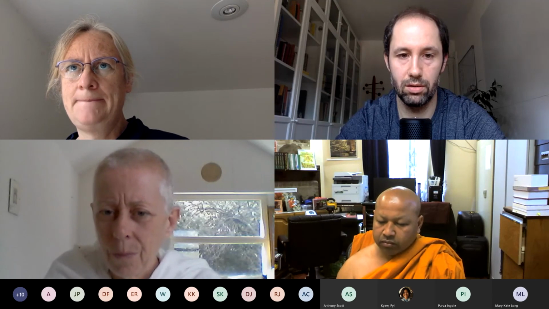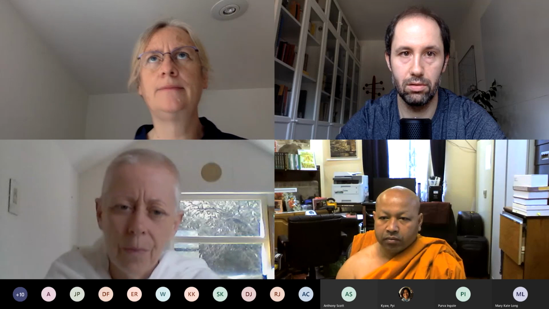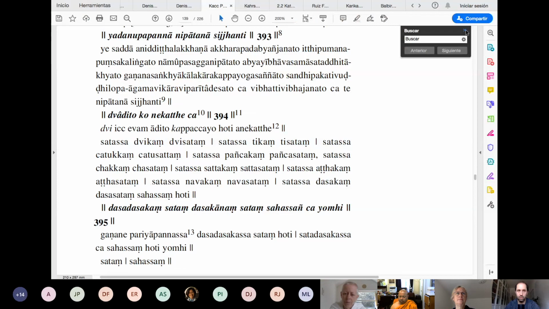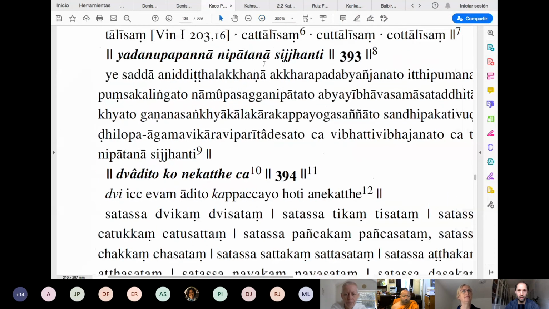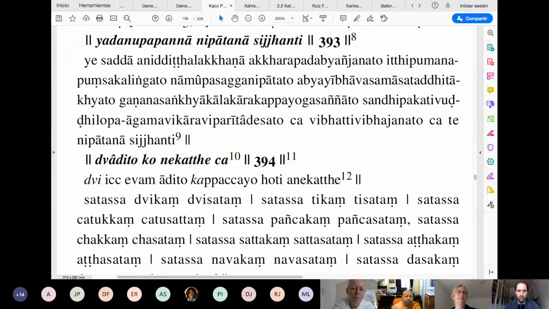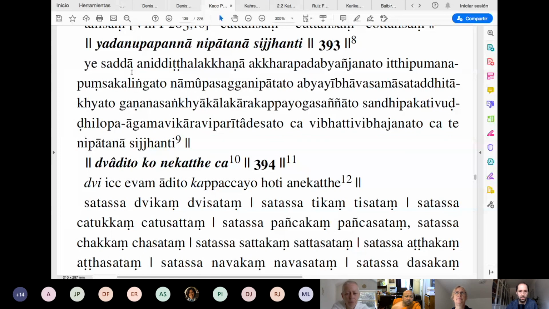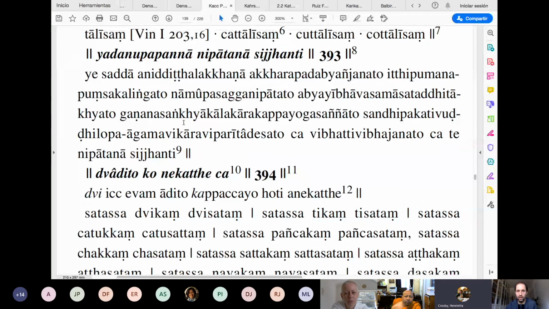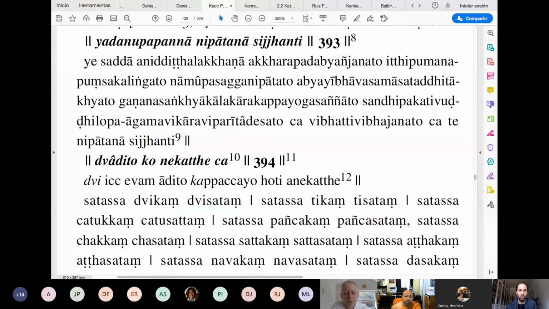I'm going to share the screen. Excellent. So this is the rule here, the first one that is mentioned. I hope you can see it. Yadanupapanna nipatana siddhanti. And it says yasada aniddita lakkana. So it looks like quite an exceptional rule, or a rule that provides for exceptions, because aniddita lakkana is a bahuvrihi, which means those words for which the lakkana, the rule for the derivation of those words, has not been taught, has not been explained.